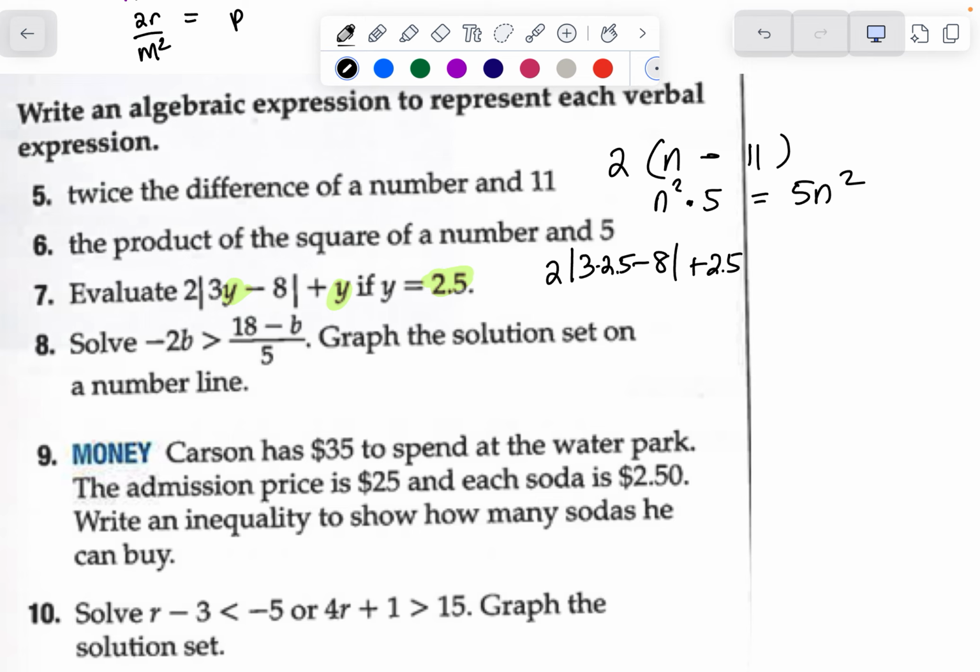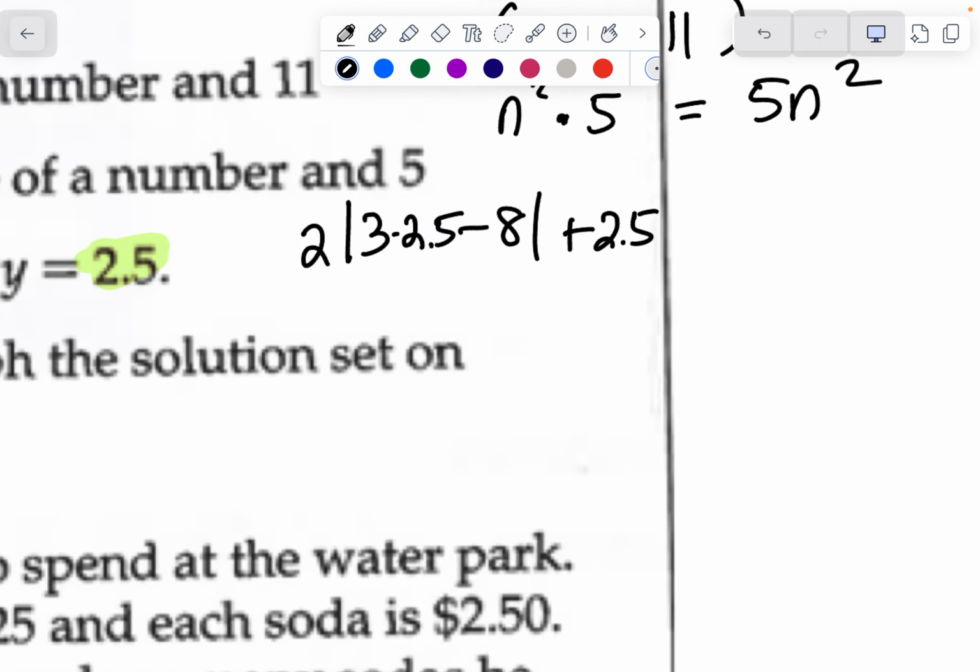Now, the main thing to remember about absolute values, it is not the positive of all the pieces. It doesn't work like that. It is the positive version of the answer. So let's get an answer first inside the absolute value bars. Then if it's negative, we'll make it positive. If it's positive, it doesn't do anything. It's just positive. Okay. So 3 times 2.5 is 7.5. 7.5 minus 8 is negative 0.5 or 1/2.